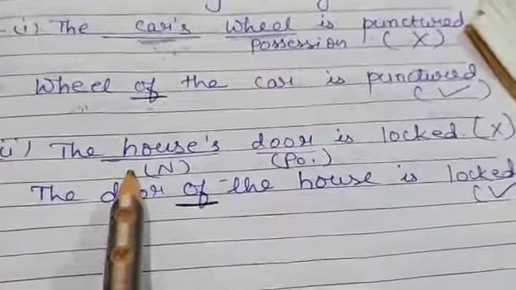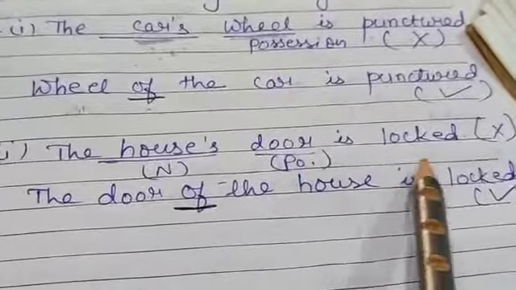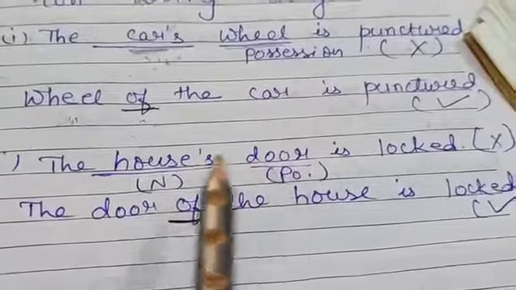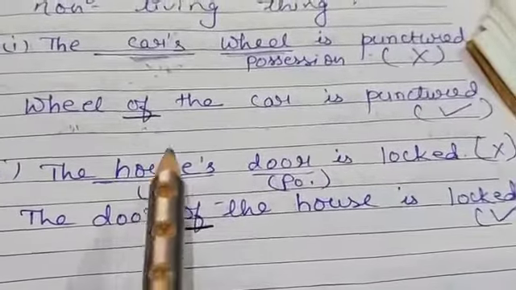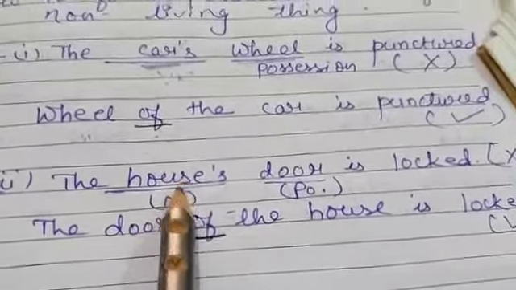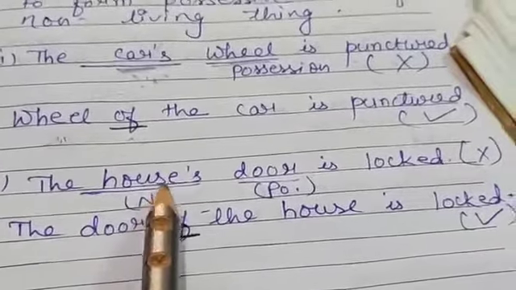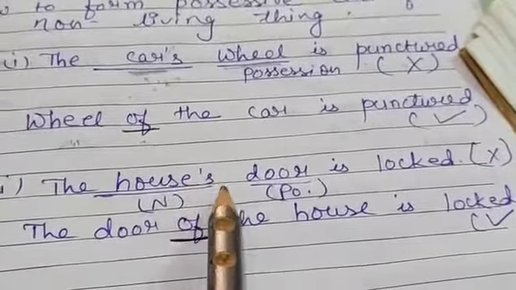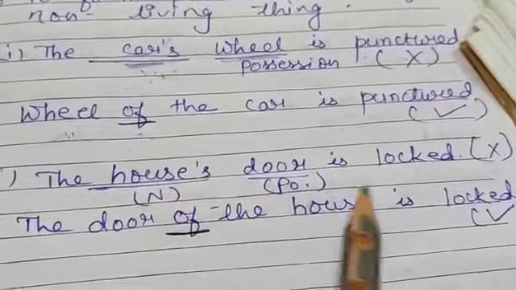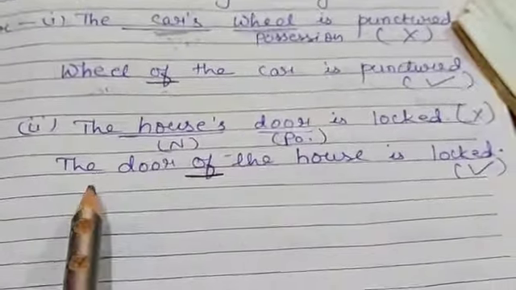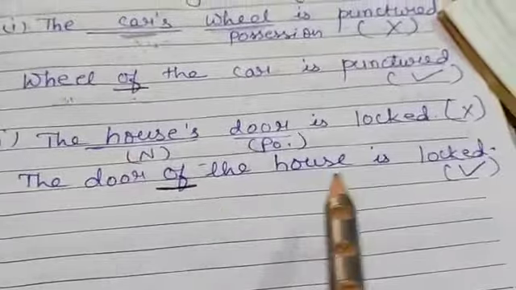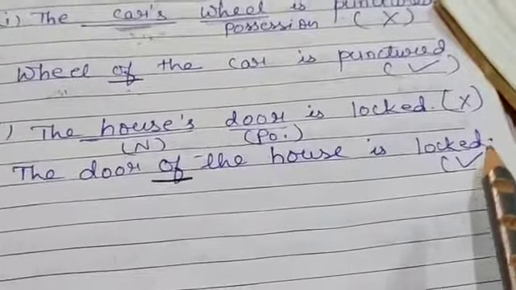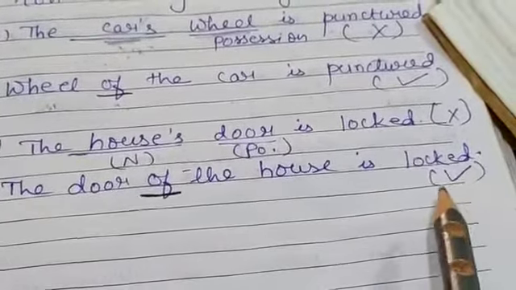Let's take one more example. The house's door is locked. Again you can see door and house. Door is the possession, house the possessive case, but again the same thing. House is a non-living thing, and if we use apostrophe S with a non-living object, then it is wrong. So what do we have to do? We have to write the door of the house. We have to use the of pattern. The door of the house is locked. This is the correct sentence.